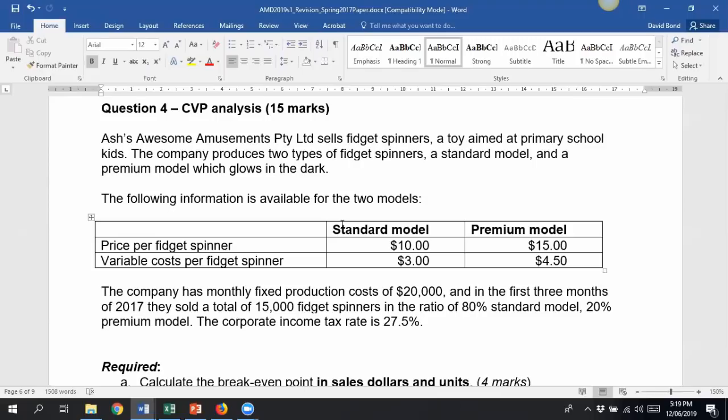Okay, so we've got a company, Awesome Musings Proprietary Limited, that sells fidget spinners. If you remember, fidget spinners were actually quite a big deal a couple of years ago, and if you weren't part of that craze, you just realize how quickly the world moves, because it was only 2 years ago.